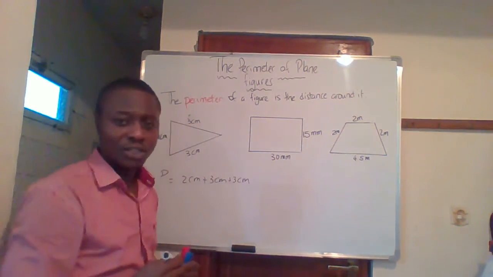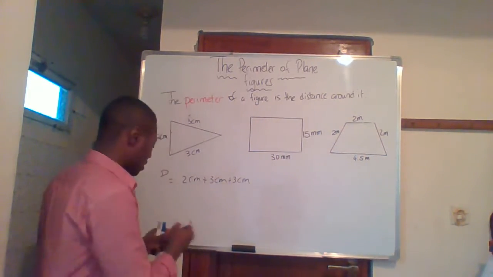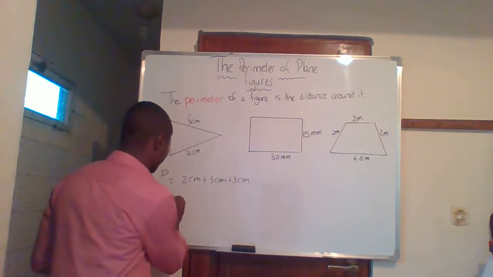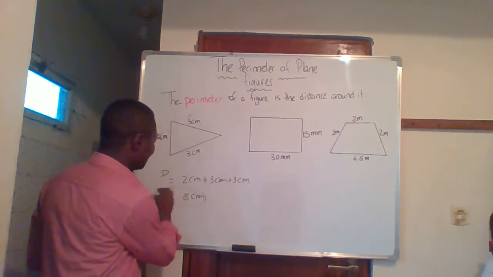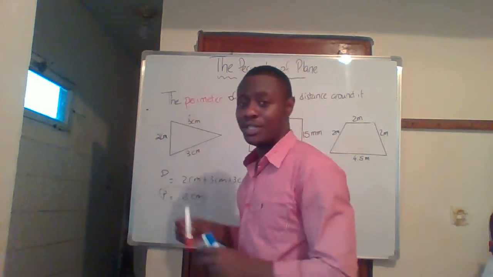So I'm taking the 3 sides of the triangle and adding them all together. This gives me 2 plus 3 plus 3, which is exactly 8 centimeters. So 8 centimeters is the distance around this triangle.